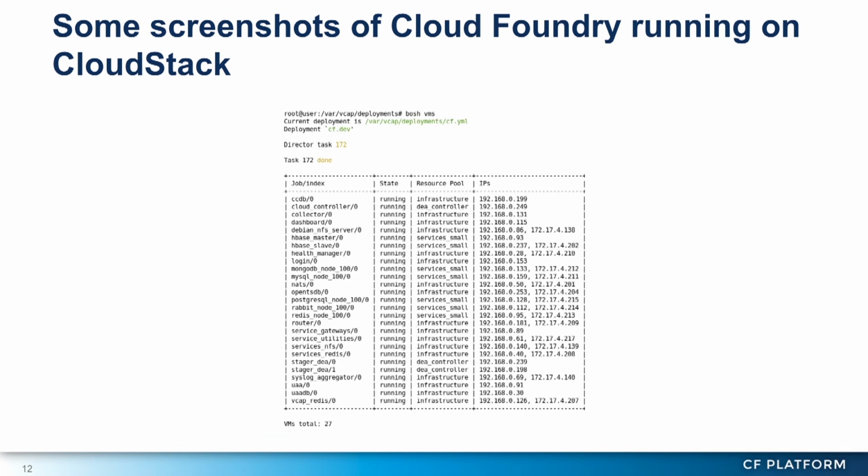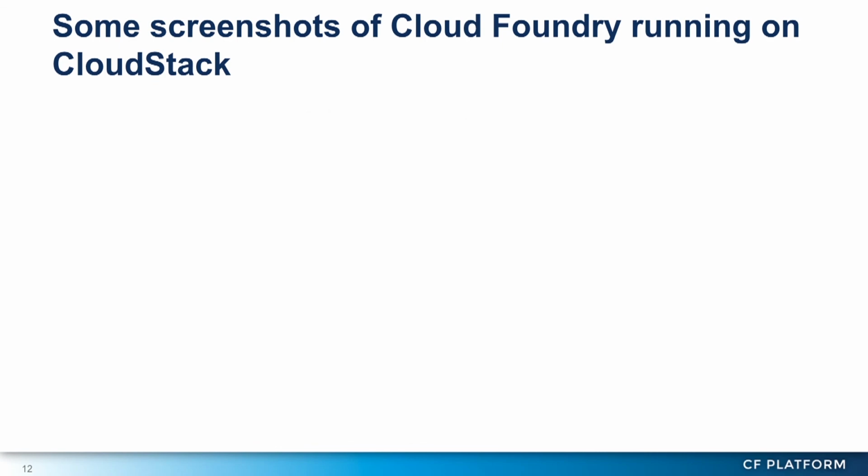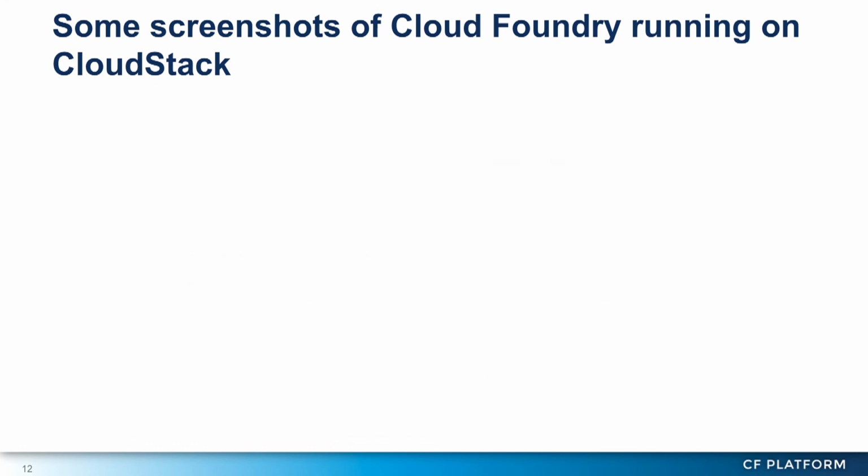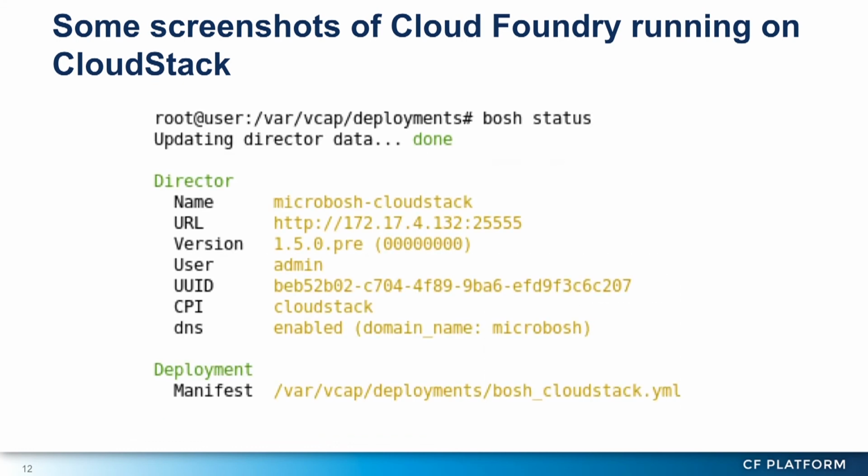And here are some screenshots. The first figure, oh, it's very small. The first figure shows all the virtual machines that make up the Cloud Foundry that's already deployed on CloudStack. This figure shows the 8 virtual machines that make up the BOSH cluster itself. And these virtual machines are deployed by microBOSH. And this shows the information about the microBOSH we have made specifically for CloudStack.